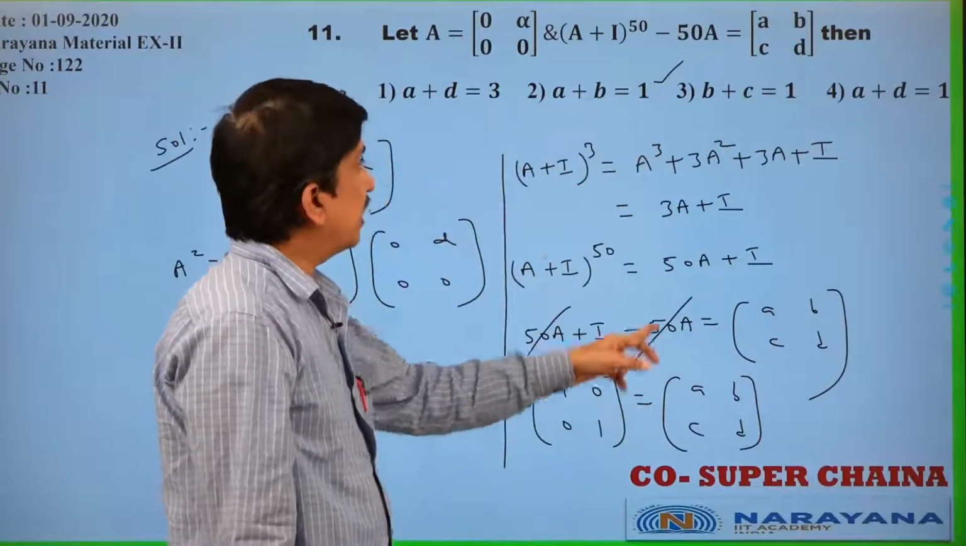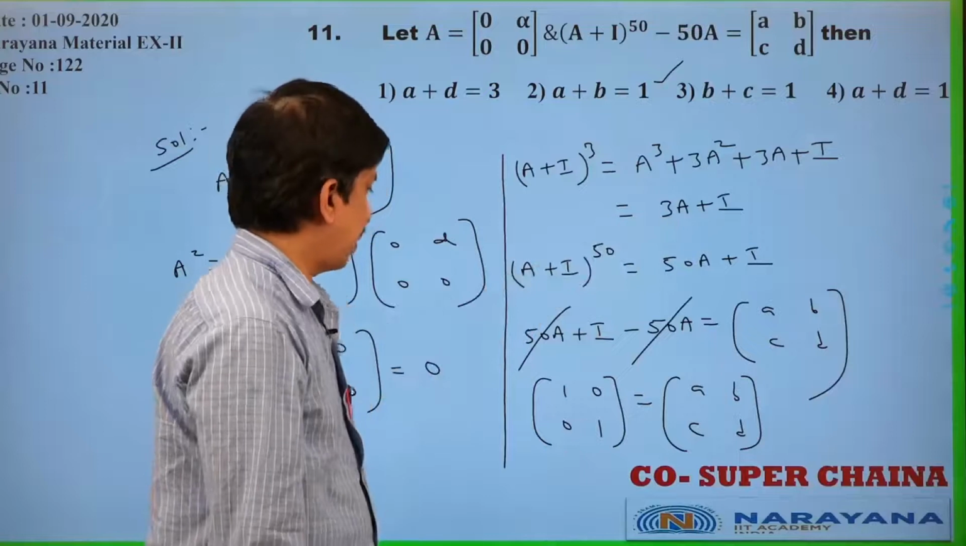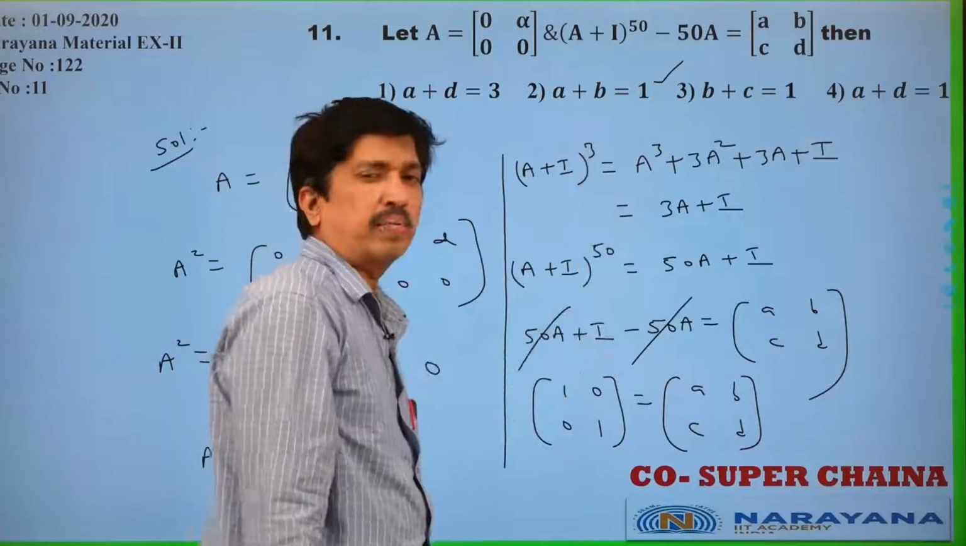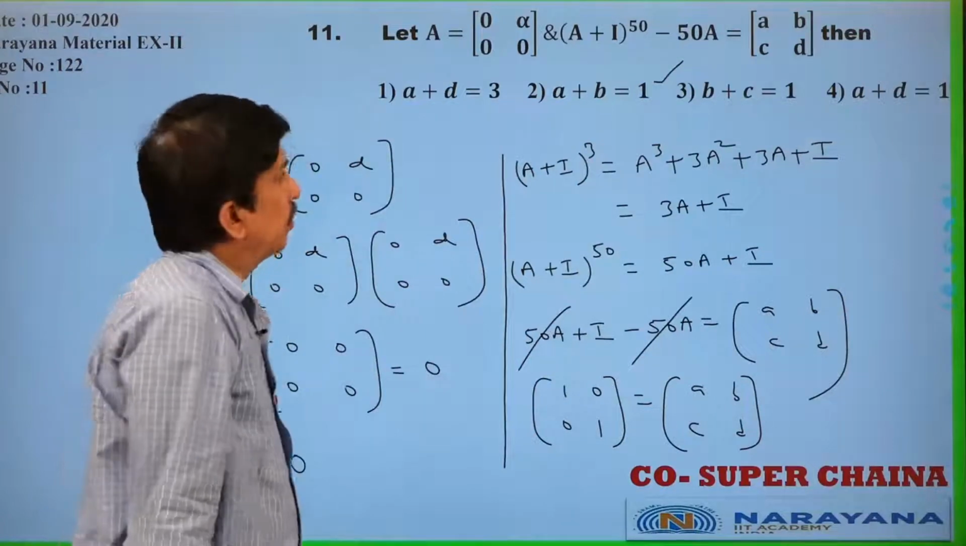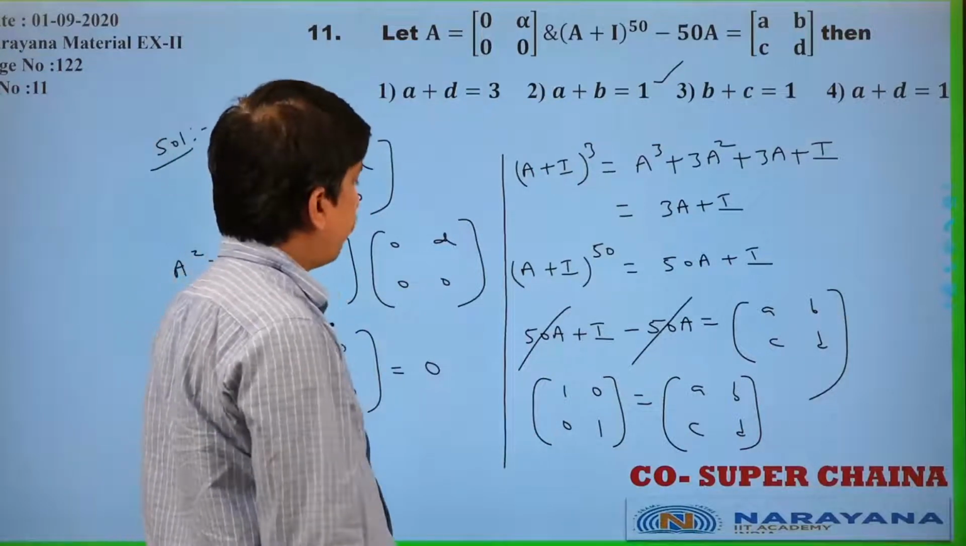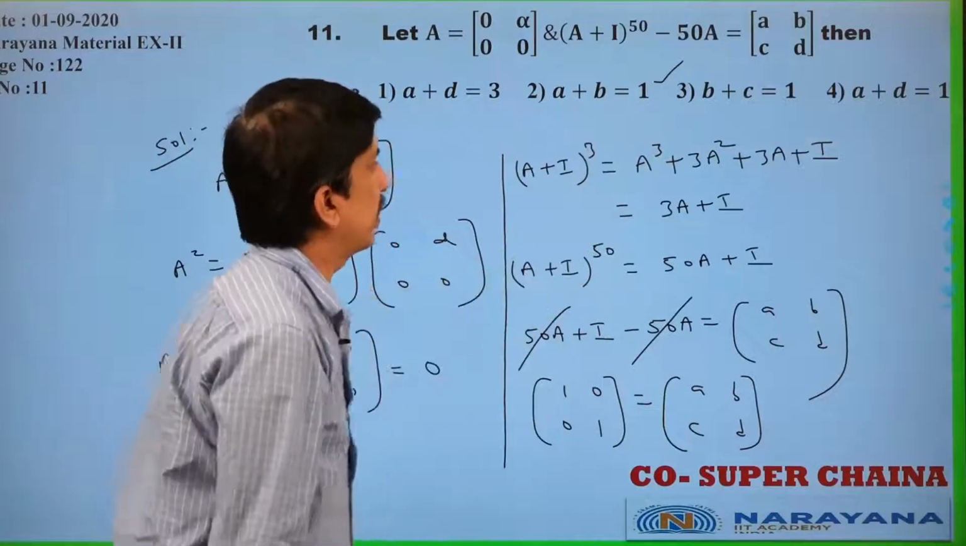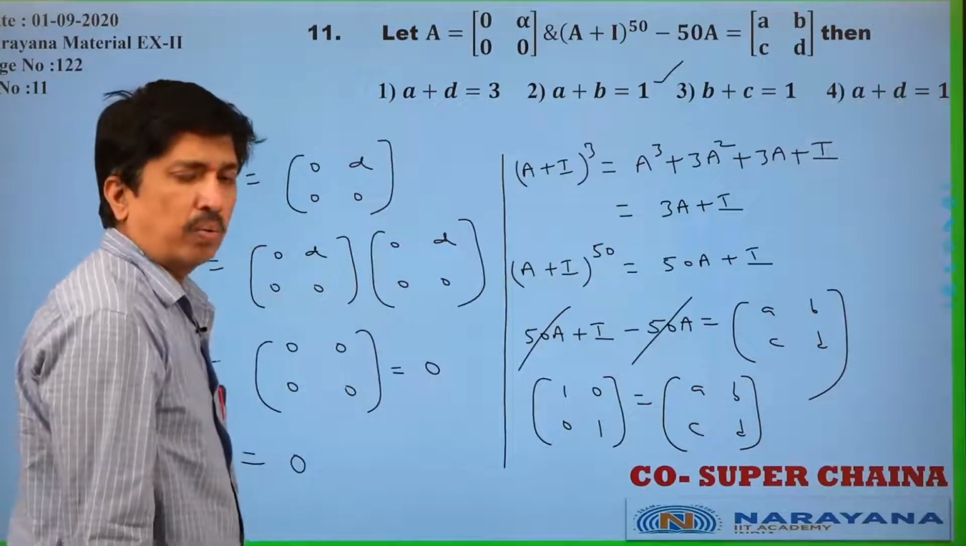Next, the other thing is what? A plus D is 1? A, D. 1 plus 1, we should get 2 only, but 1 is there. Is it clear or not? So, which option is correct? A plus B is 1. 1 plus 0, that is 1 only. A plus B equal to 1 is the right answer only. You have to solve like that.